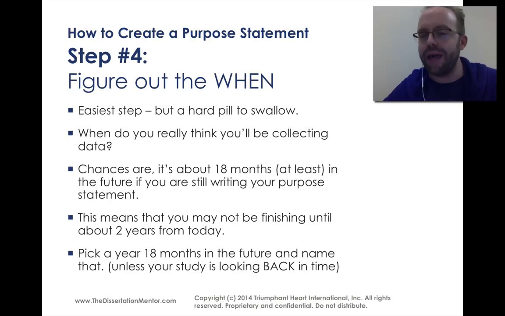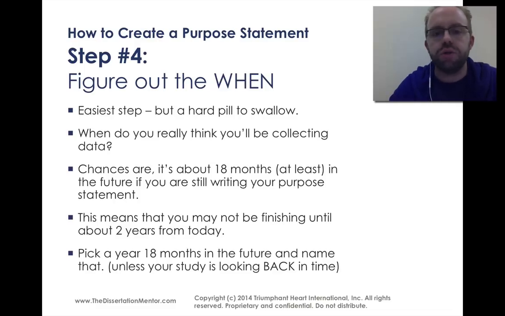We need to figure out the when. This is the easiest step. It can be a sad step, though, because you have to acknowledge that your dissertation writing is going to take some significant time. Chances are, if you're figuring out your purpose statement right now, it's going to be at least 18 months, not always, but most of the time, before you're collecting your data. And it depends on your university, and it depends on what you've done so far. But really, it's at least 18 months.